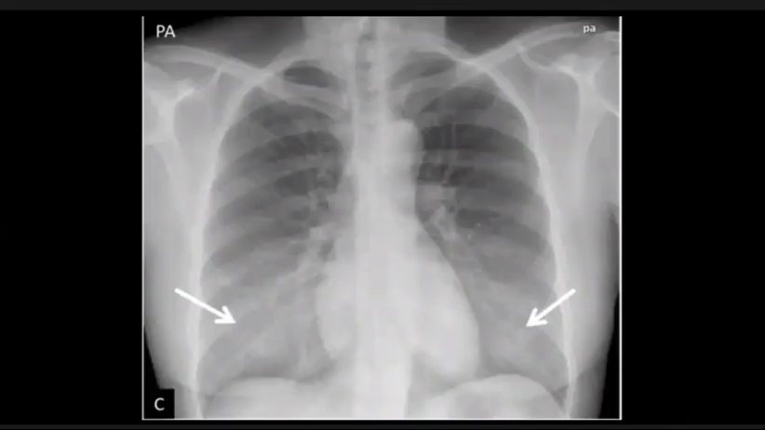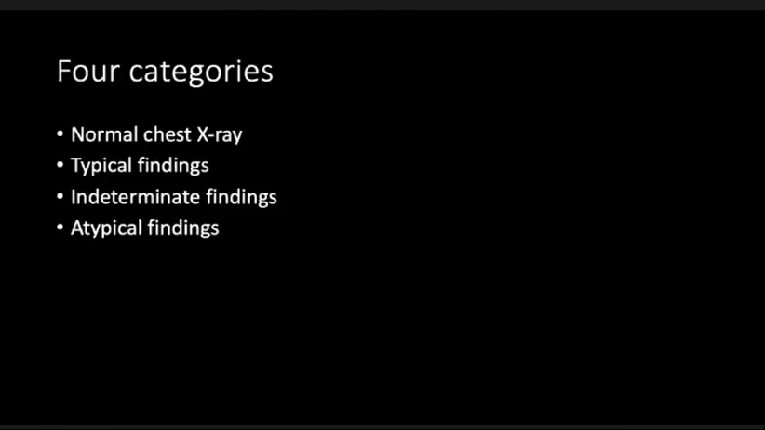So here is another example of a false positive chest X-ray showing bilateral symmetrical opacities in the lower lung fields as pointed by the arrows due to highly dense breast tissue. But this patient also presented with a negative PCR result. So they categorized X-ray findings into four as follows.